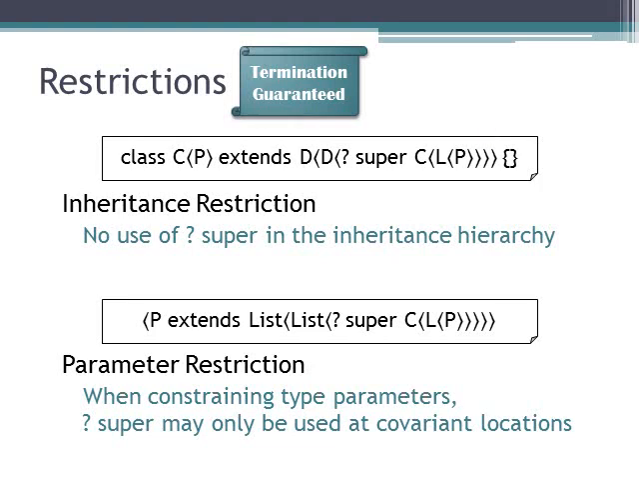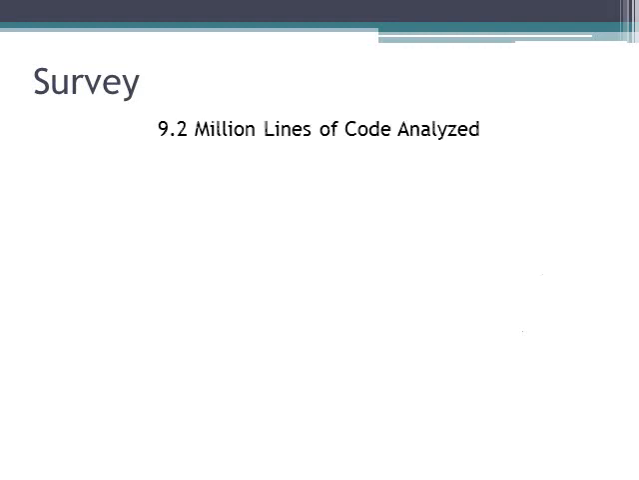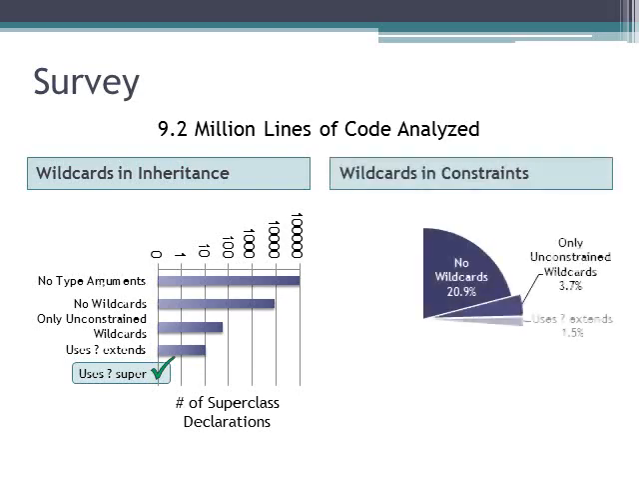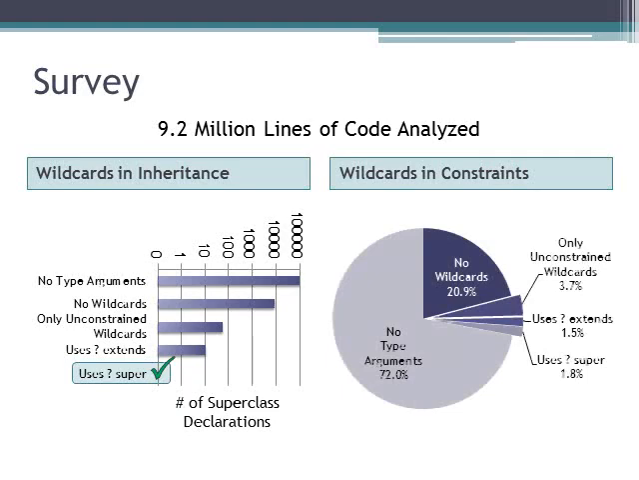Now, as you can see, these two programs are contrived here, and so you might wonder whether this holds always. To check this, we did a survey of 9.2 million lines of open source Java code, including things like Eclipse, NetBeans, and even the Open Java Development Kit. In the inheritance, what we found is that there is not a single use of question mark super in all this code when specifying superclasses. And for constraining type parameters, there were 2% of cases that used question mark super, and we examined these 2% and found that all of them were at covariant locations.